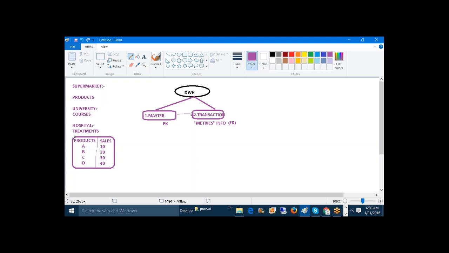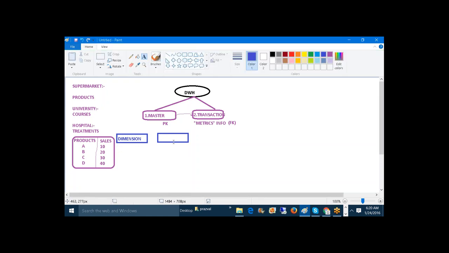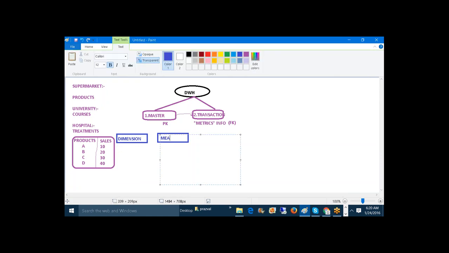Next, what is the difference between master and transaction? The chance of using master as a dimension is... There are two roles, dimension and measure. Measure is also known as fact. The synonym for the measure is fact.